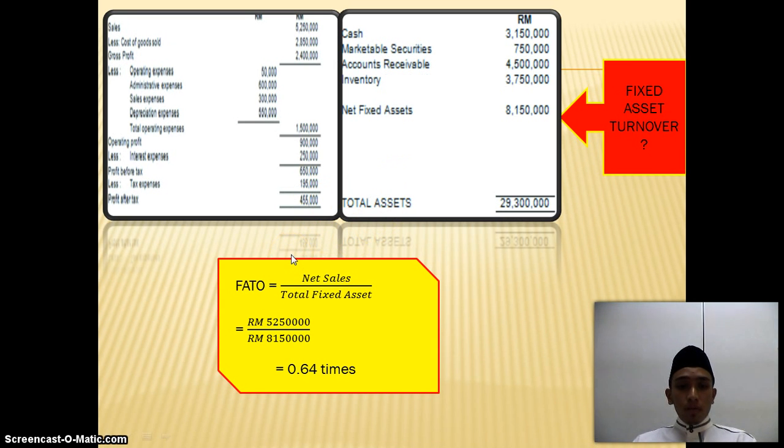Okay, the next is fixed assets turnover. The formula for the FATO, fixed assets turnover, is net sales over total fixed assets. Net sales you can get from here, 5,250,000, over total fixed assets, which you can get from here, net fixed assets 8,150,000, and then you will get 0.64 times.